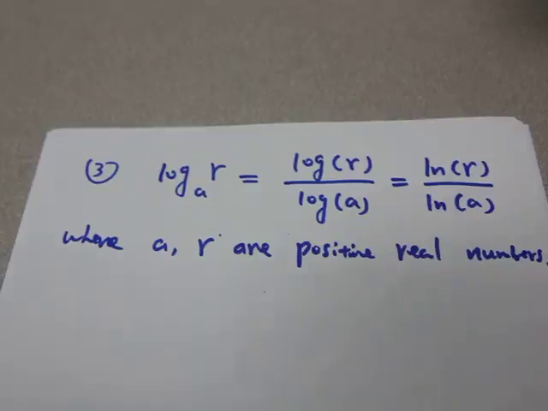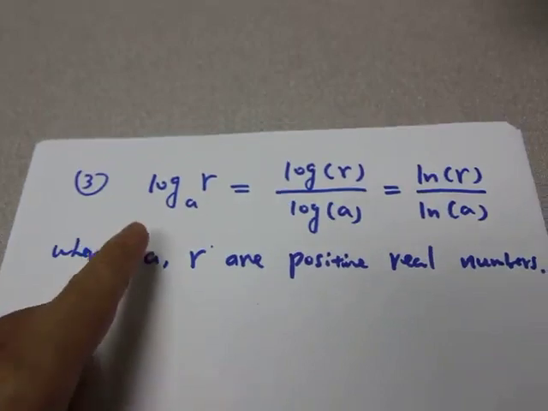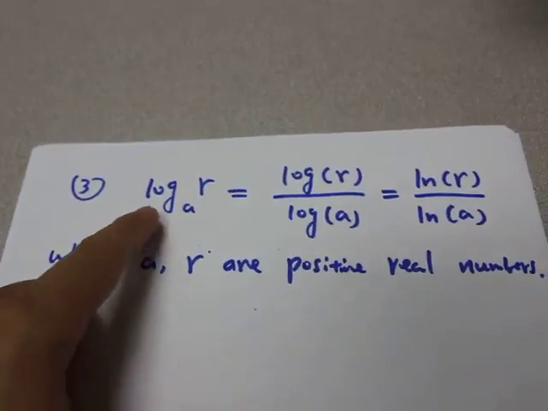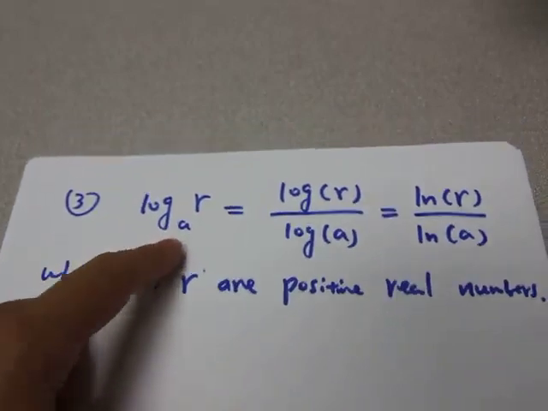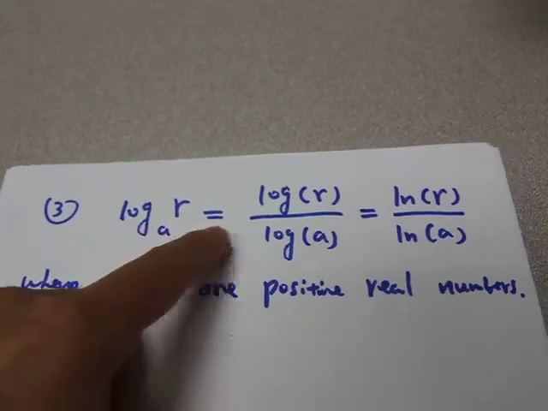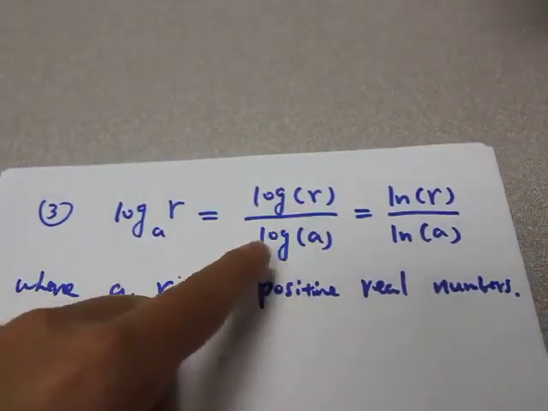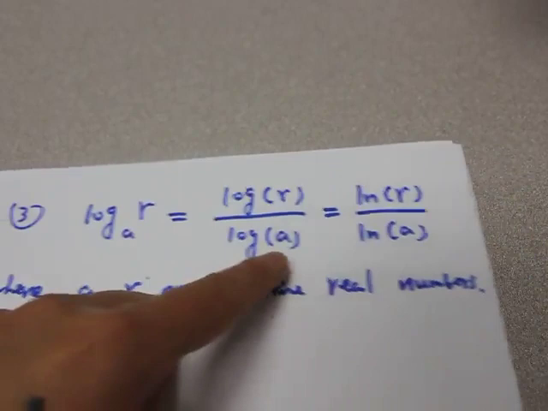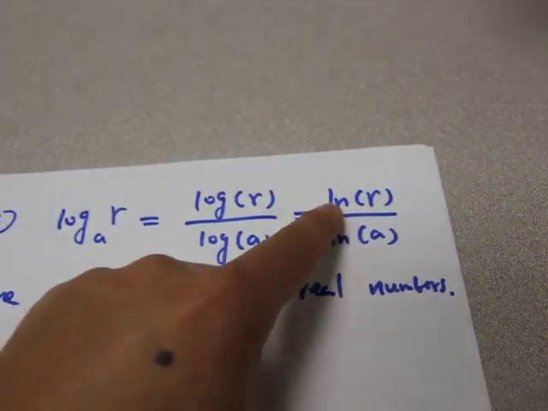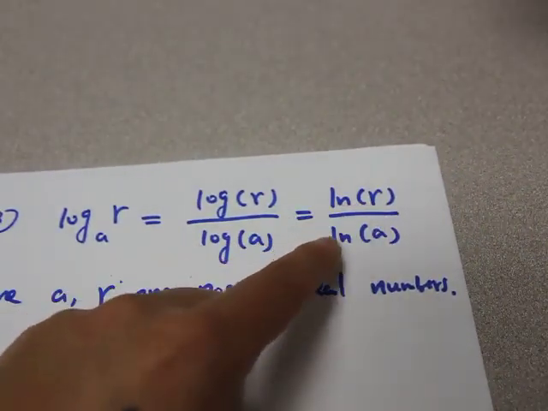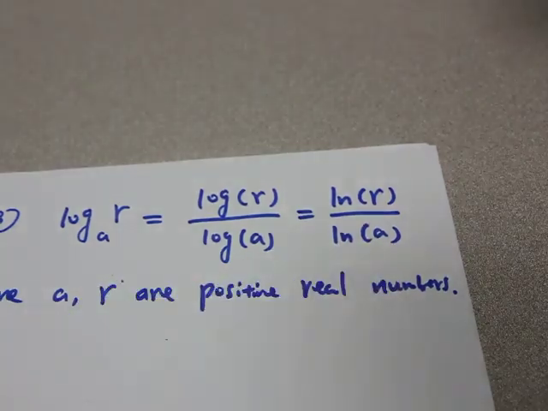Okay, now let's take a look at another useful property. This property says the logarithm log a of r is equal to the ratio of log r over log a, or ln r over ln a.